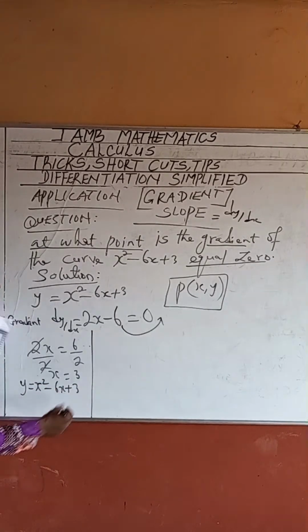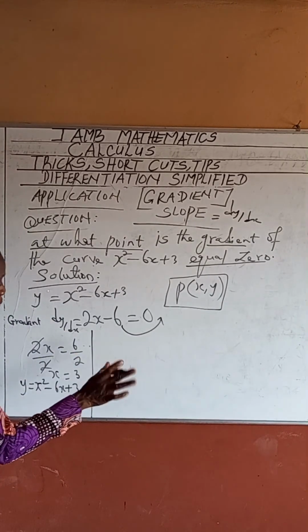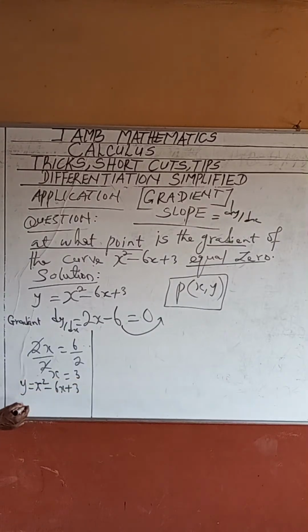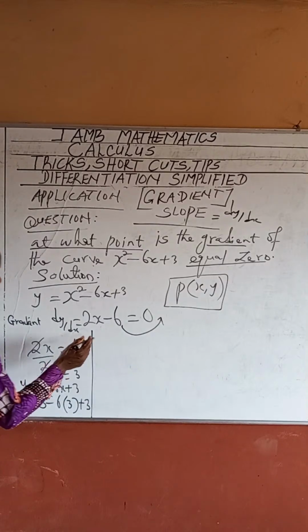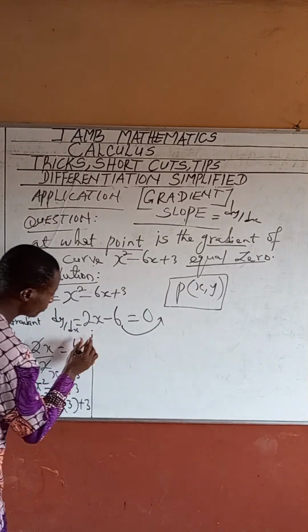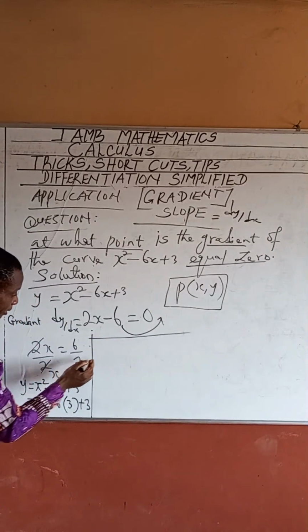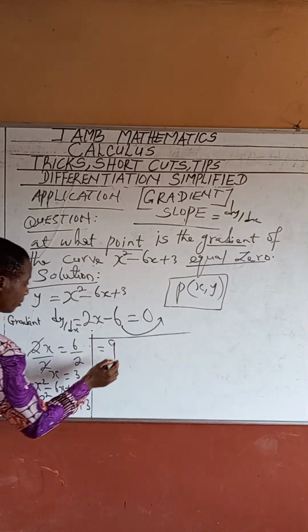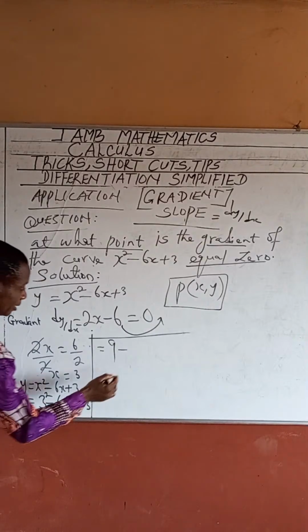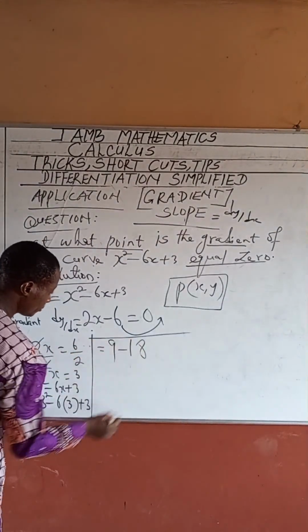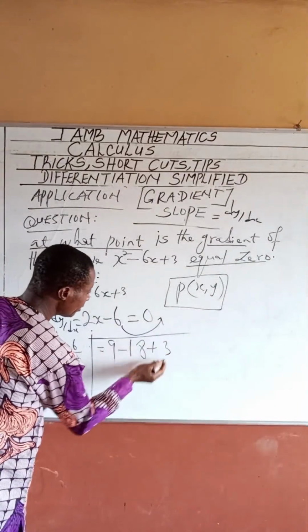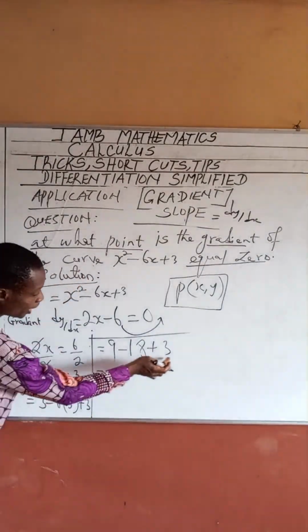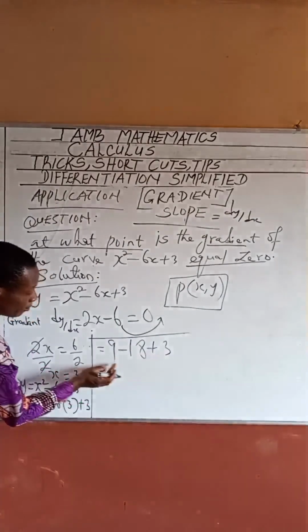I'm just showing you, but in the exam, in JAMB, you don't need to do that. Just substitute directly. So this gives 3 squared minus 6 open brackets 3, then plus this last 3. That is what we'll get here. So what is 3 squared? 3 squared is 3 times 3, and that is 9. Minus 6 times 3 is what? 18. Then plus 3.